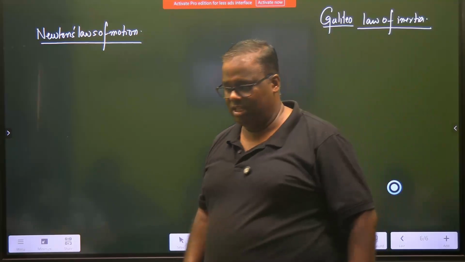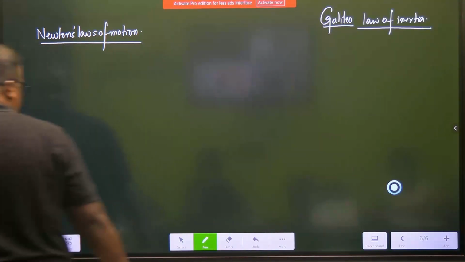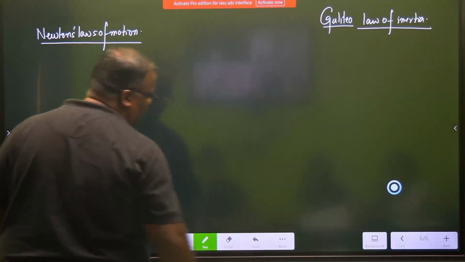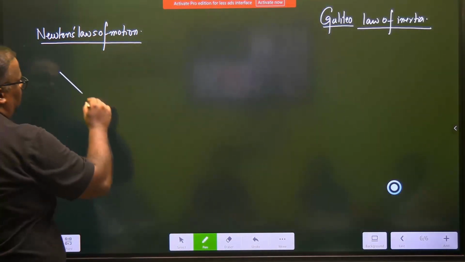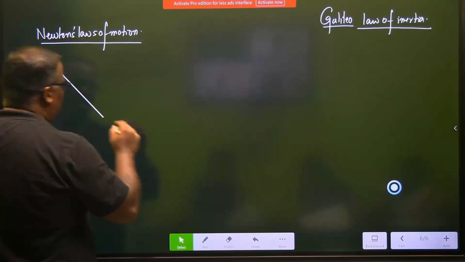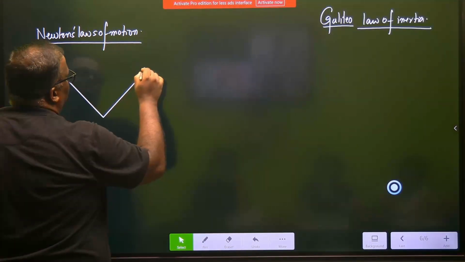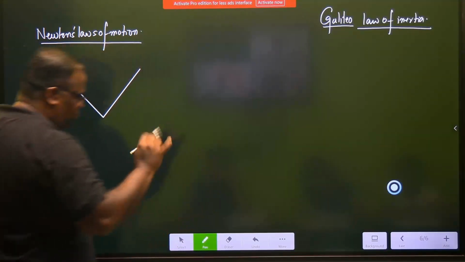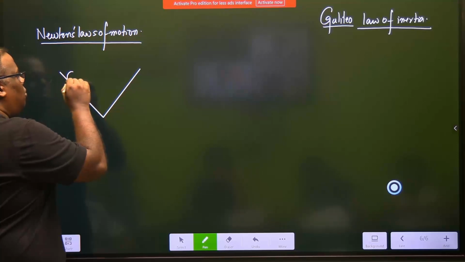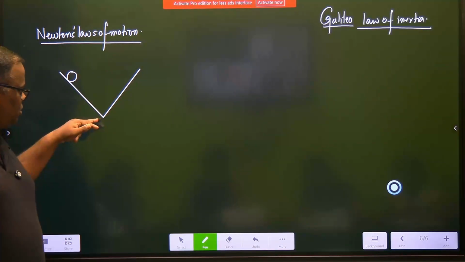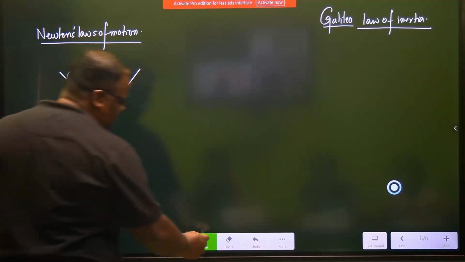So in order to understand these laws, let us actually see what Galileo's law of inertia is and what that experiment is all about. This is actually performed in labs also. First try to understand this. Suppose a ball has been taken on an inclined surface. This inclined surface is not like this, it is more like a V, so that the ball can actually come to the V.